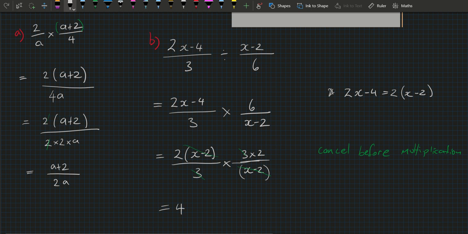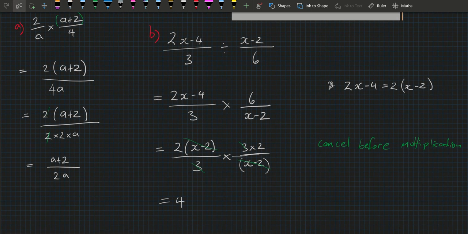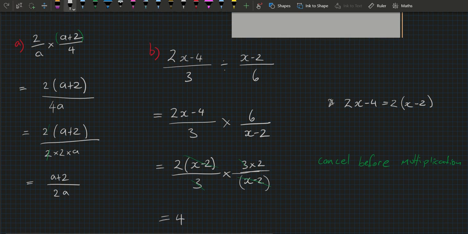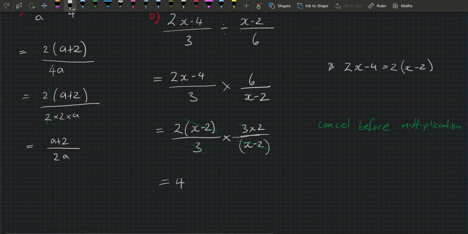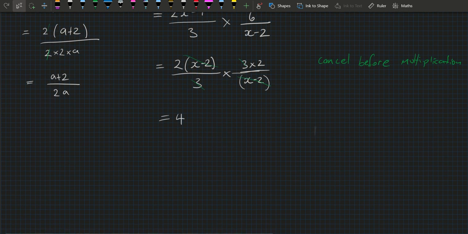All right, so what do we got here? So the x minus 2's cancelled out, the 3's cancelled out, and I've got a 2 times 2. So that really complicated expression here at the top really is just worth 4 at the end.